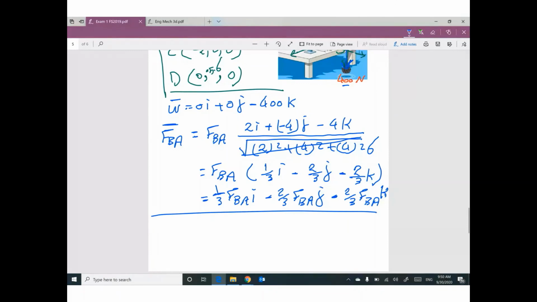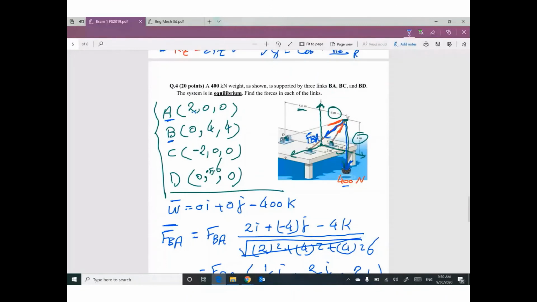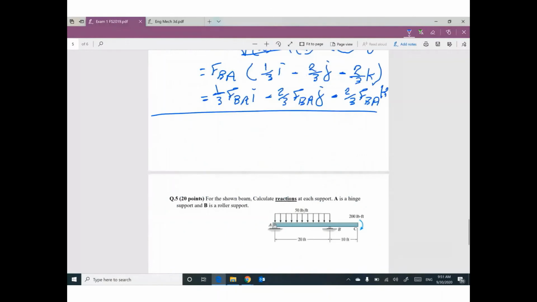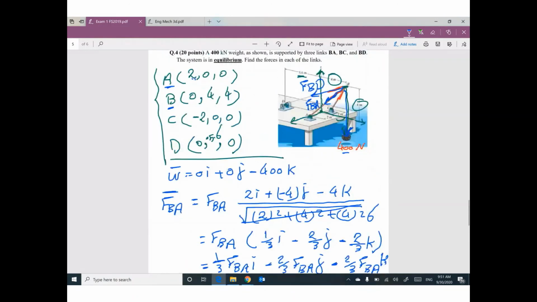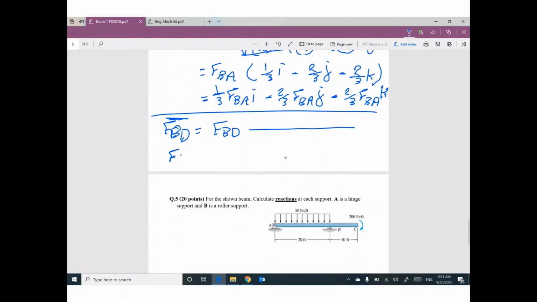What you did with FBA, we will repeat it for FBD, for example. So FBD, as a vector, will be FBD as a value times the unit vector. Point D minus B, BD, so D minus B. And finally, I will do the same for FBC, equal FBC times its unit vector.